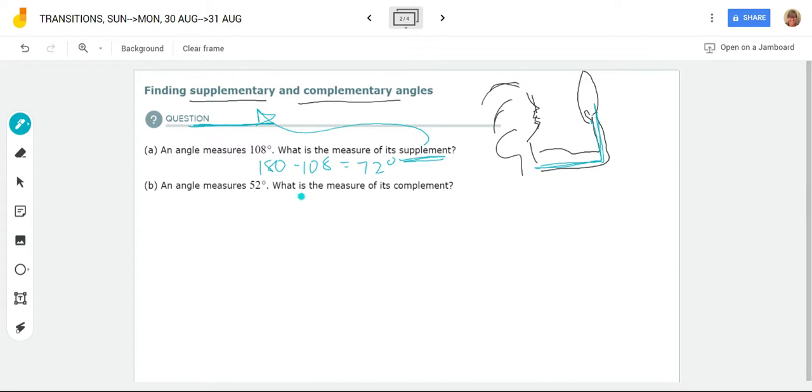All right, an angle measures 52. What is the measure of its complement? 90 degrees. 90 minus 52 equals 38 degrees. All right, moving on.